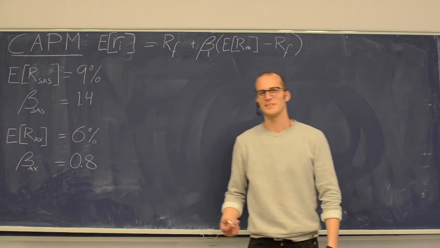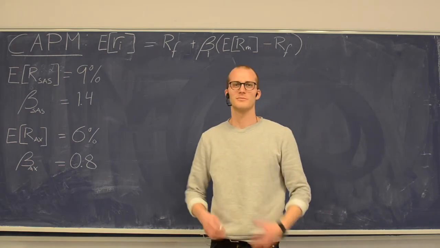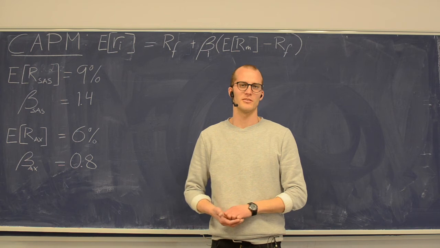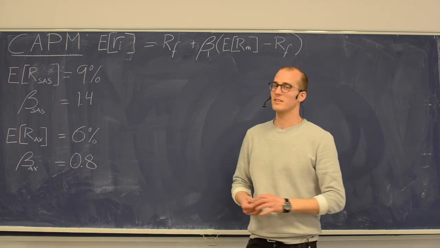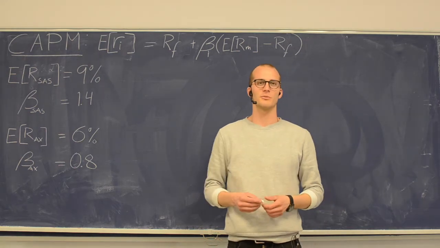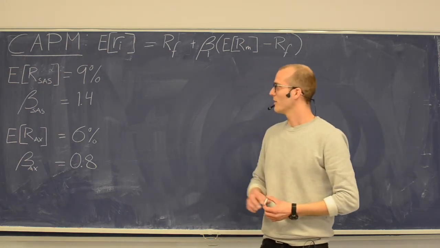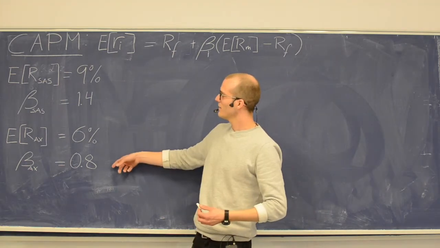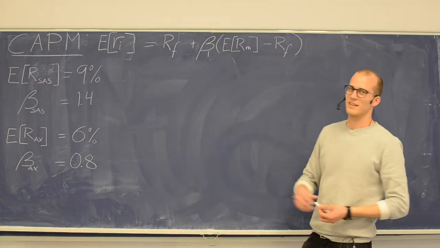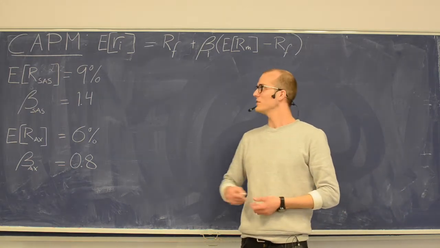Hi and welcome back. Now we're trying to find the expected return of the market and the risk-free rate of return by using CAPM and two assets that we already have. We have SAS and we have Axfood. And this here is given, and we also know the standard CAPM formula that you have in your formula sheet.